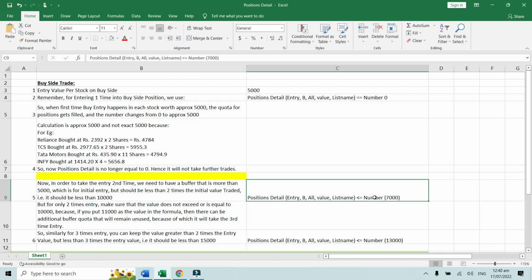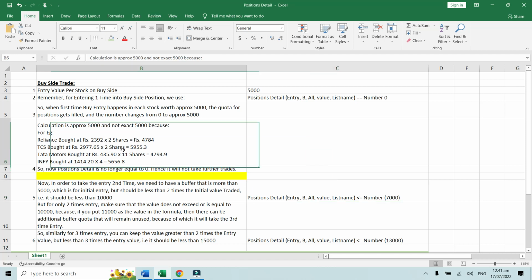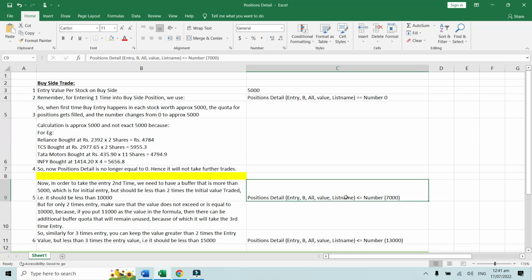All right, I hope this is becoming clear to you now. So for example in TCS the total traded value initially was 5955, right? So the next time it takes entry, that is around 6,000, right? So next time it takes entry, automatically the value will be around 11,000, 12,000. And if you are using this as the condition, then the 12,000 is basically greater than this. So that's the reason why it will not go for the entry the third time.